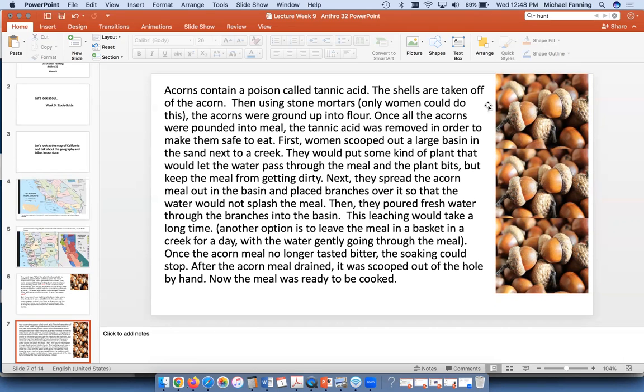Another way of leaching the cornmeal, besides putting some sort of vegetable matter like leaves on top of sand and then putting the acorn mush and then having some leaves on top so that when you pour the water, it doesn't splash the mush out. Another way of doing it was to put it in a basket and then to have that basket be next to a creek so that the water could go through it.